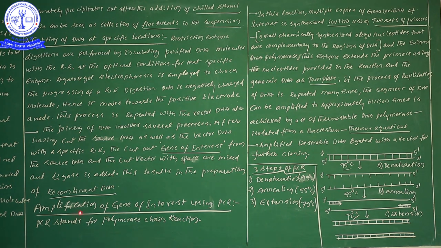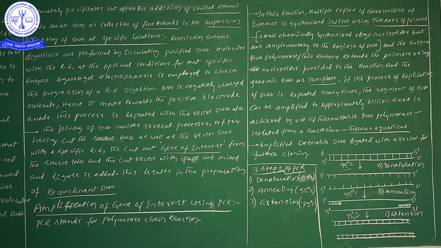Now, amplification means Xerox, multiplication. So what is the meaning of amplification of a gene of interest? Gene of interest means the desirable gene, or foreign gene, the gene which has good or novel characters. That can be multiplied by using PCR. PCR stands for polymerase chain reaction.